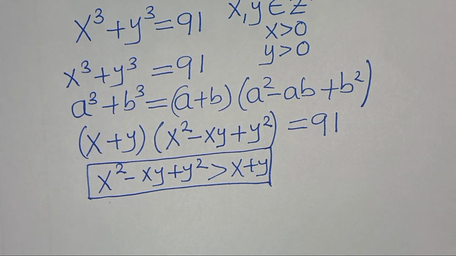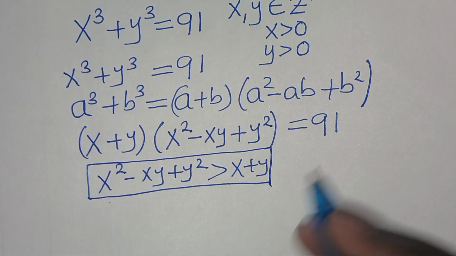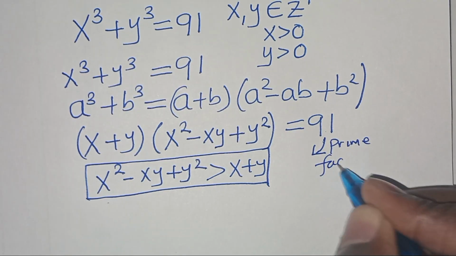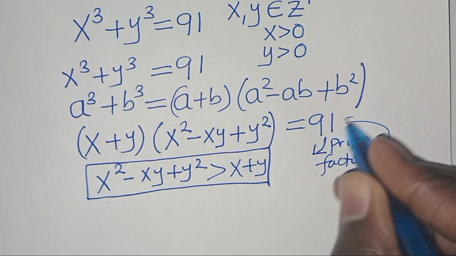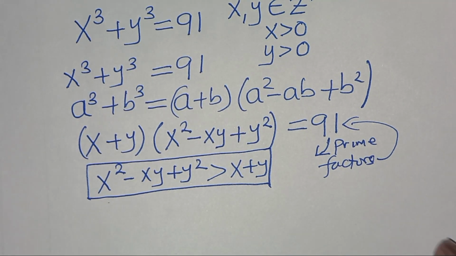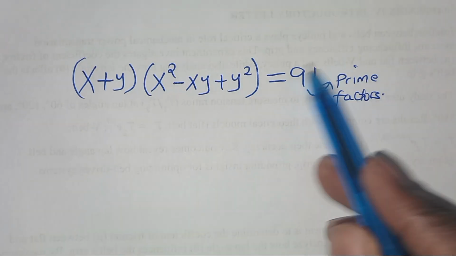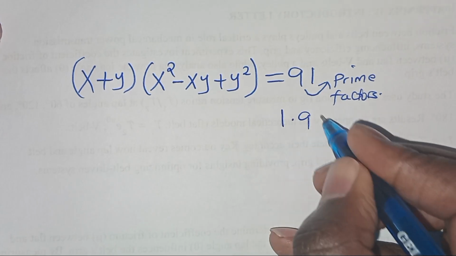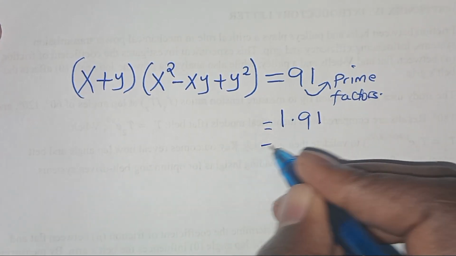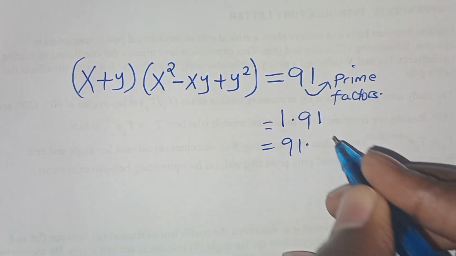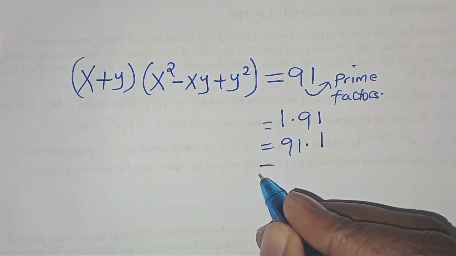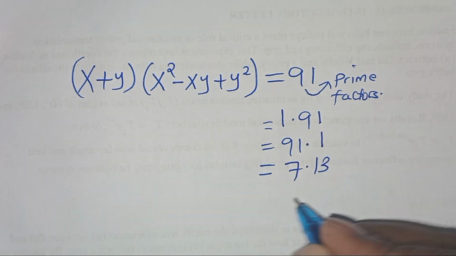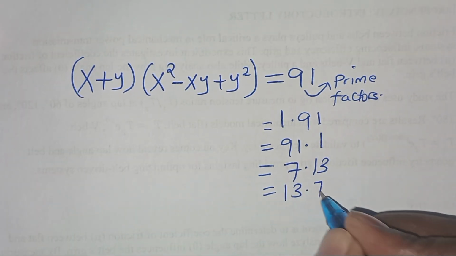So the next step from here, let's get the prime factors of 91. Now the prime factors of 91, we have 1 times 91. We have 91 times 1. Then we have 7 multiplied by 13, and we have 13 times 7.